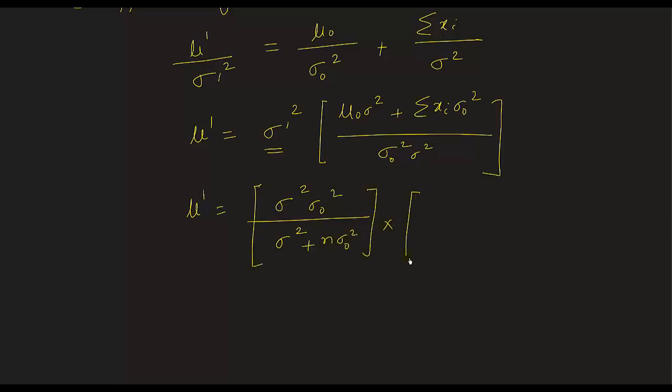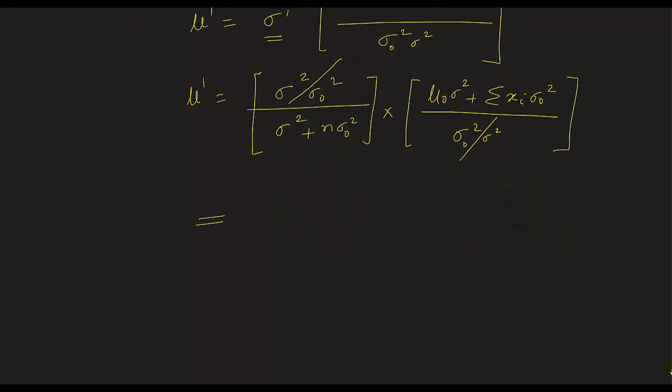This multiplied by this term, so mu naught sigma square plus summation of xi sigma naught square divided by sigma naught square sigma square. So this term cancels out basically in that case. So finally we will have mu naught sigma square plus sigma naught square summation of xi, divided by sigma square plus n sigma naught square. So we can further rearrange this term.